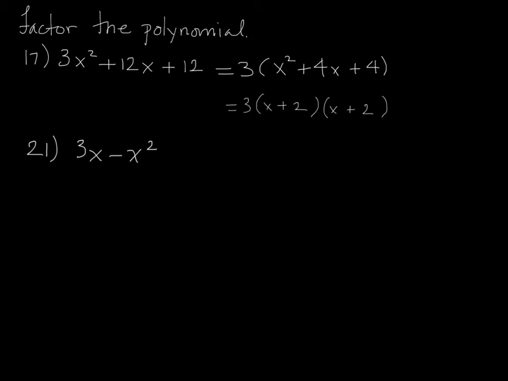Moving on to 21, we're once again going to factor this and notice that each of the terms is divisible by x. So we can factor out x from both terms. And then we must have a 3 on the inside minus an x. And notice this is a linear expression, so it does not factor anymore. So we're done.